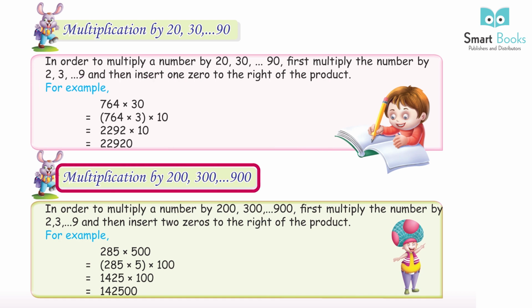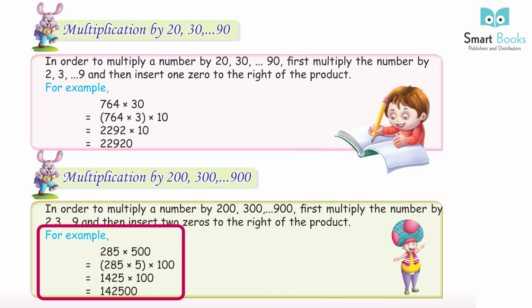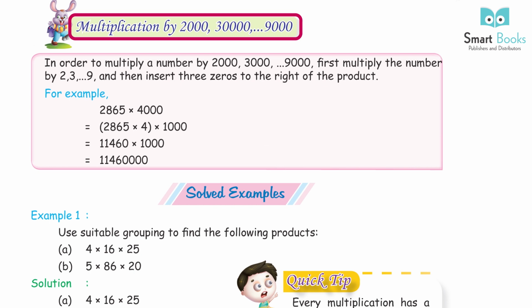Multiplication by 200, 300, 900. In order to multiply a number by 200, 300, 900, first multiply the number by 2, 3, 9 and then insert 2 zeros to the right of the product. For example, 285 into 500 is 285 into 5 into 100, which is 1425 into 100, which is 1,42,500.